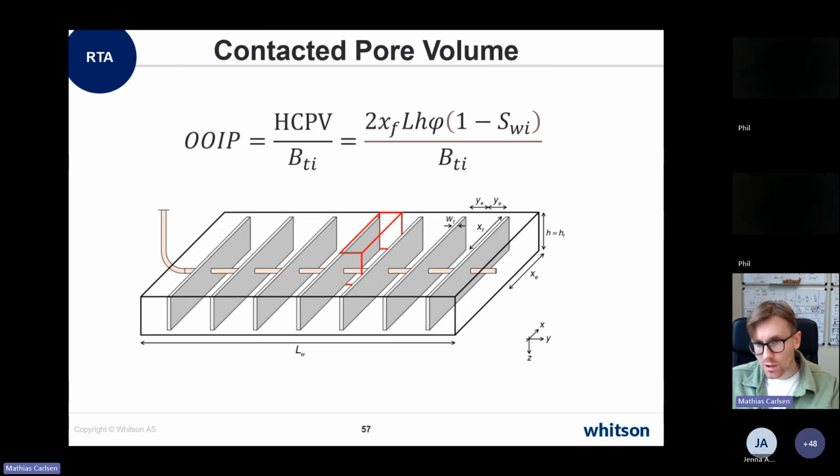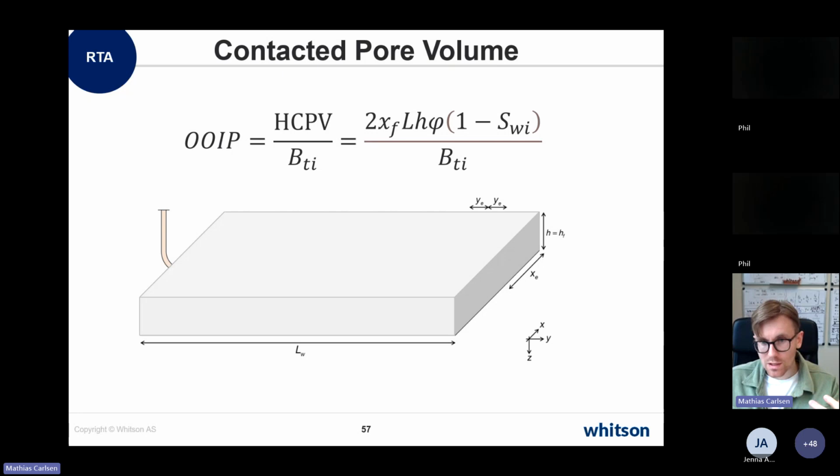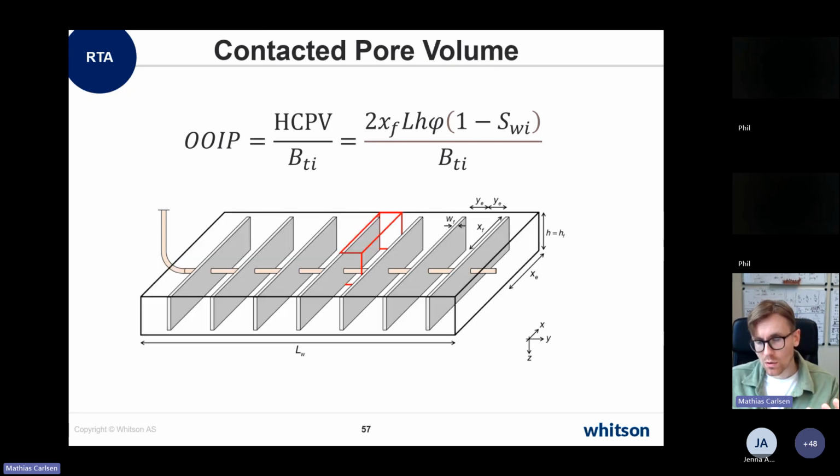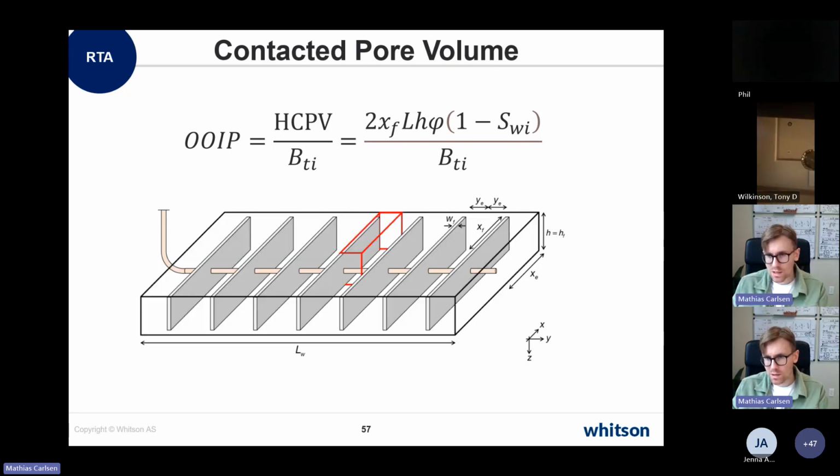The other one is the contacted pore volume. So that's the size of the tank, what you've been able to stimulate. And at least for this type of geometry, that would be 2 times XF times the length of the well, times H, times the porosity, and you adjust for water saturation. So this is an example for oil and gas. So that would be, how big is this box right here? Those are the 2 things.